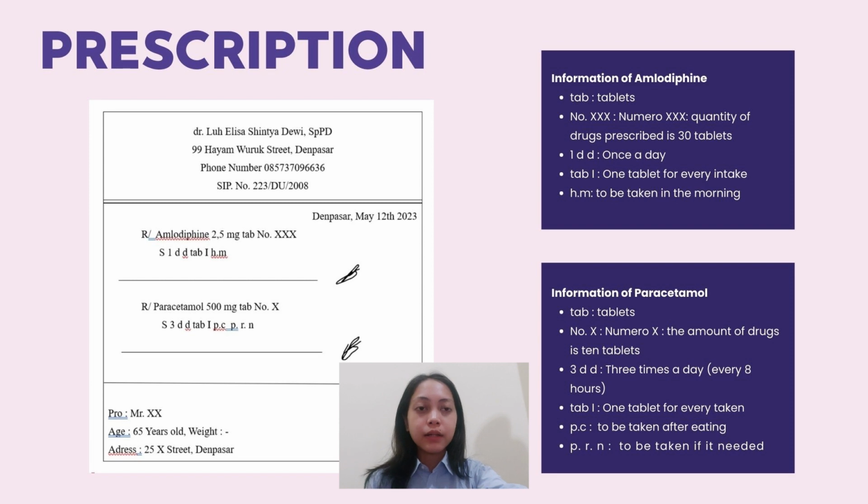The last part in writing a prescription is the identity of the patient. The patient identity is useful so that the drugs are not exchanged with other patients, useful for determining dose in children, and if the drug belongs to the narcotic class, the address section is very important so that there are no mistakes in drug delivery. Because the case does not mention the name of the patient, we write Mr. XX. He is 65 years old. His weight is unknown. His address is also unknown. So we write X Street, number 25, Denpasar.